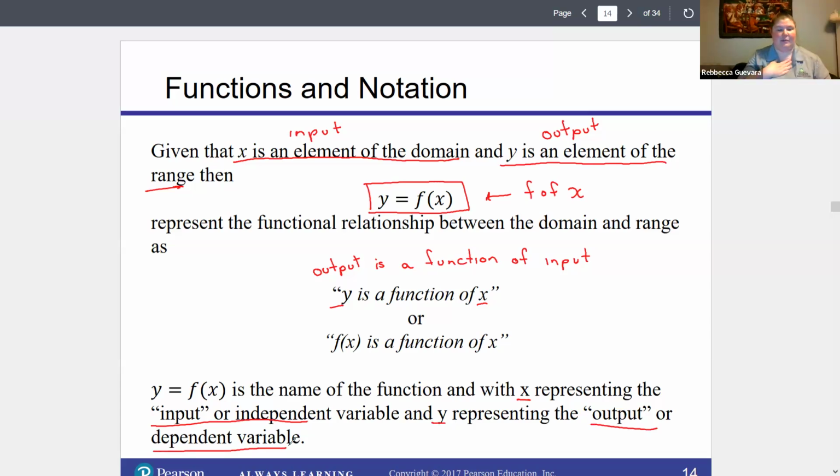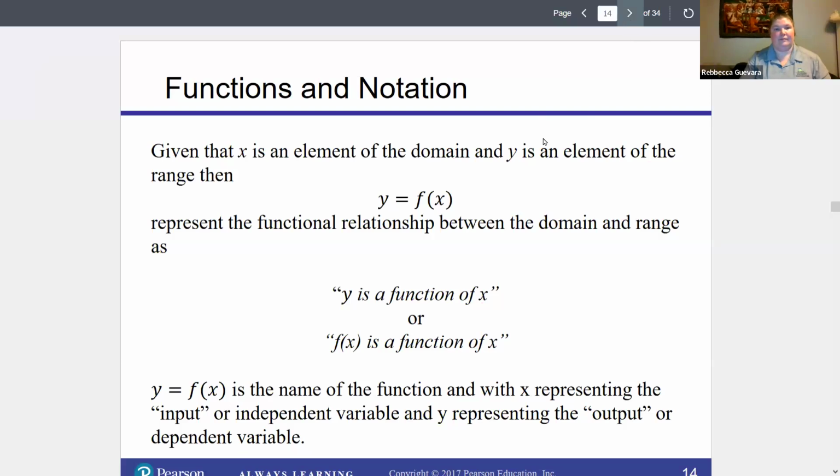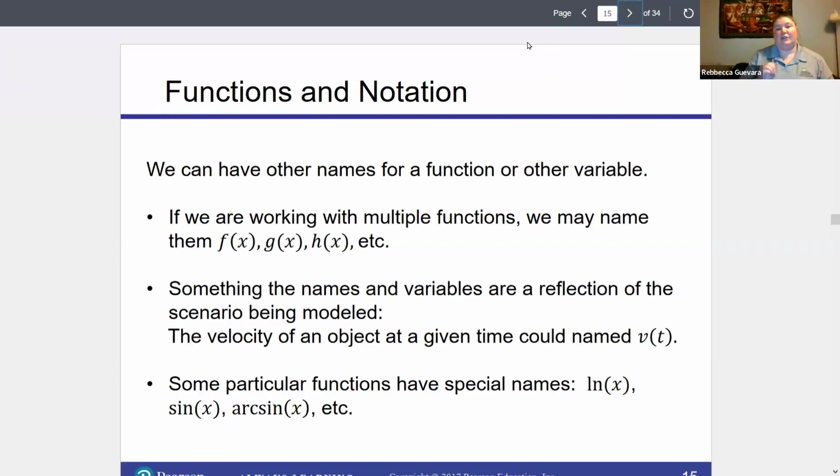Sorry, dependent variable. I believe we had also seen this before as well, and we're still talking about a function. It's just that time we called it g of x. So we can have other names for functions, or we can have other variables. It's not always x and y. x and y just tends to be the go-to. f tends to be your go-to for a function name. If we happen to be working with multiple functions, we may give them different names.